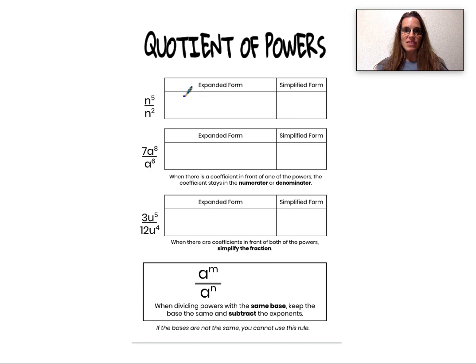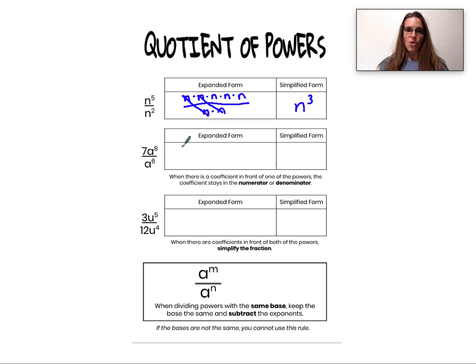To write this in expanded form, I'm going to write the numerator in expanded form, n times n times n times n times n. And then the denominator in expanded form, n squared is n times n. To find the simplified form of this quotient, I'm going to look for all the pairs of n in the numerator and the denominator. I'm going to cross those out. So this pair, n divided by n, I can cross out because n divided by n is just 1. Second pair, n divided by n, also 1. That leaves me with n times n times n, n to the third power.